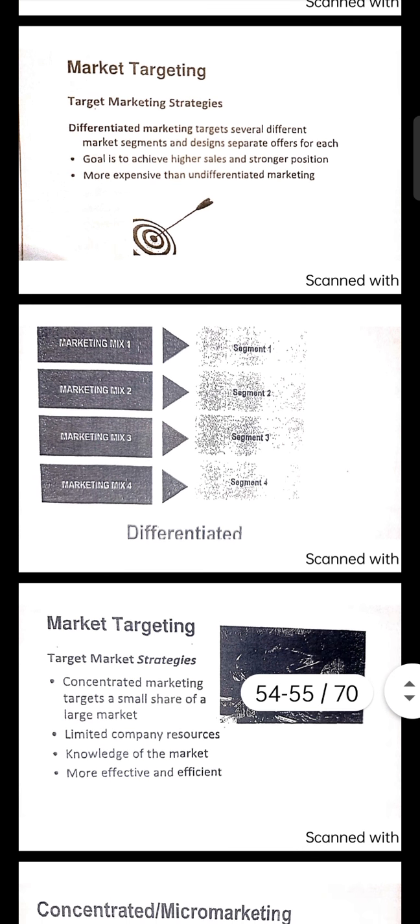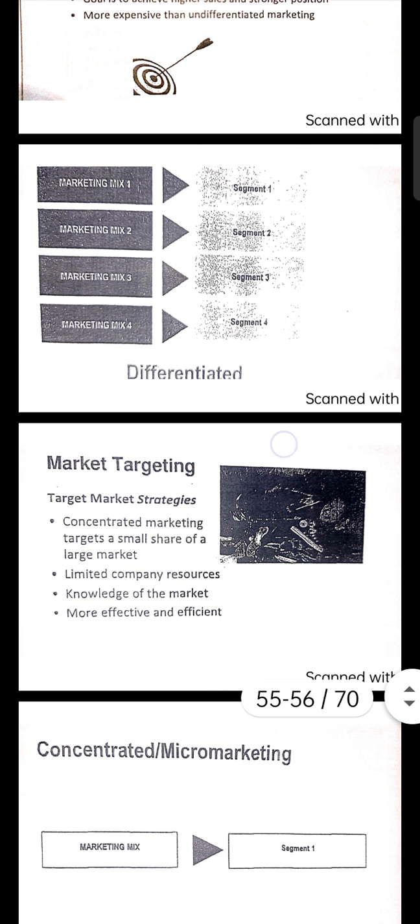So for example, the differentiated strategy could be they have marketing mix 1 for segment 1. Then for segment 2 they have a marketing mix 2 strategy. Then marketing mix 3 strategy for segment 3, and marketing mix 4 strategy for segment 4. So maybe I use a simple example. Maybe a developer, they have a land bank, they have a mixed development. The mixed development, what does it consist of?